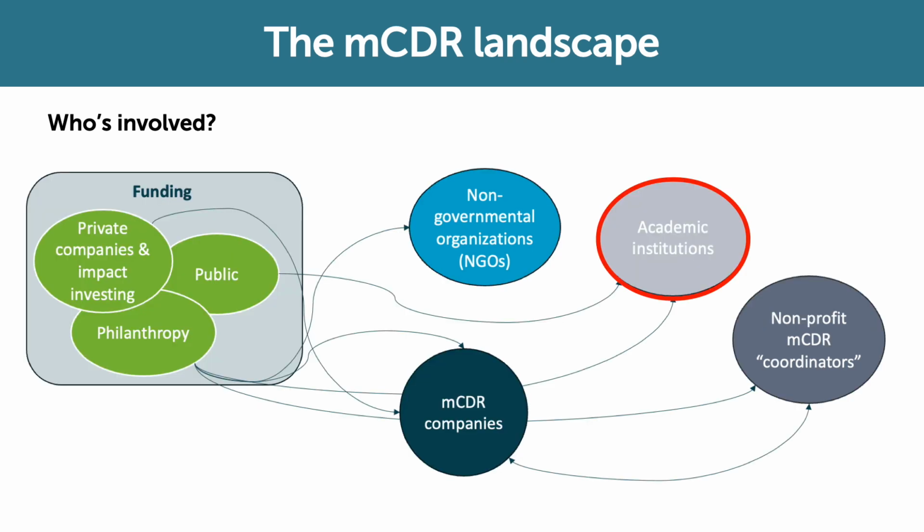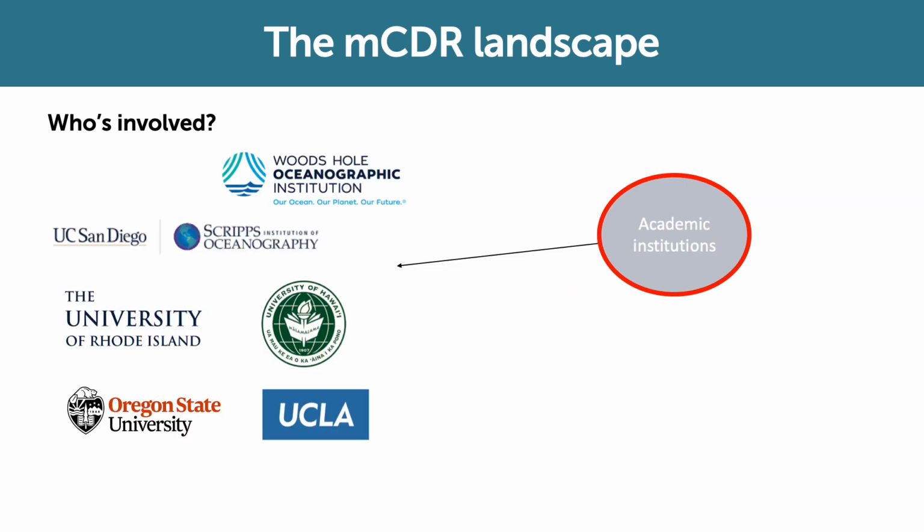Academic institutions are also involved, as are government researchers and scientists at the Department of Energy and NOAA. While mCDR researchers are located at various different academic institutions, including but not limited to those shown here, one of the leading ones is the Woods Hole Oceanographic Institution, or WHOI, which is leveraging its in-house expertise in ocean biogeochemistry to position itself at the forefront of scientific research on both ocean alkalinity enhancement and ocean iron fertilization.